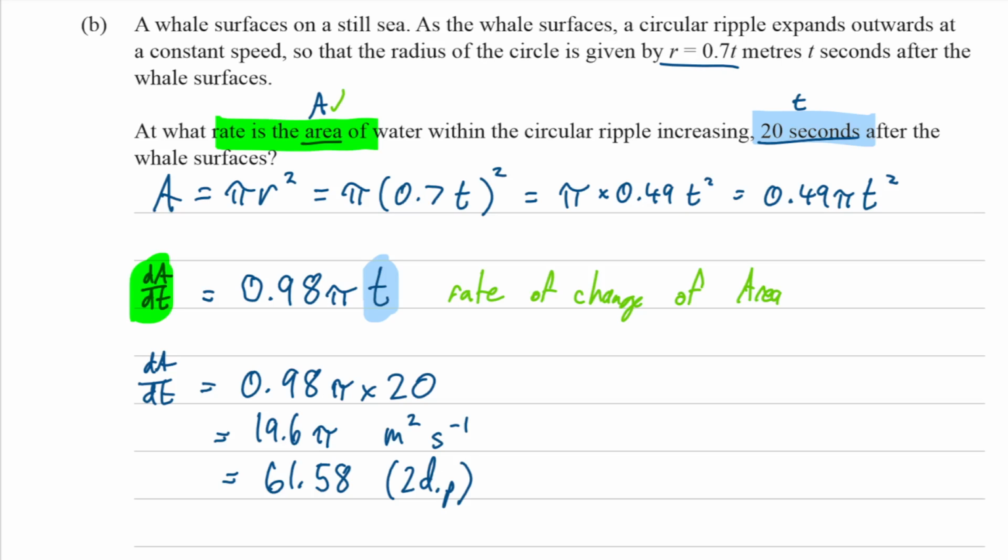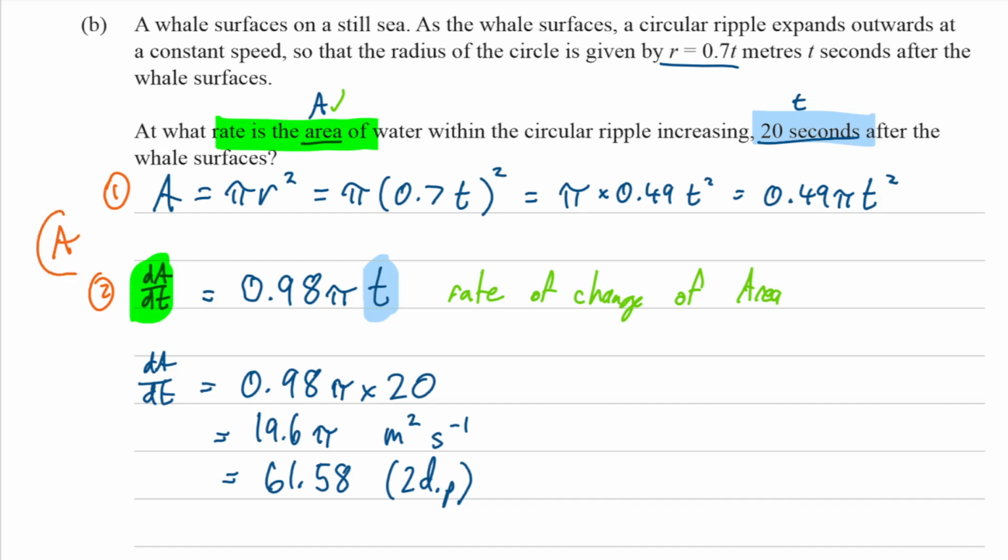Just going through this question one more time. We were given the context, which is a whale breaching the surface, and we know it's circular. And we're given the radius. So with that, we were able to write an equation for the area, and we acknowledged we were looking for the rate of change of area, so we differentiated it to find 0.98 pi times t is the rate of change of area.